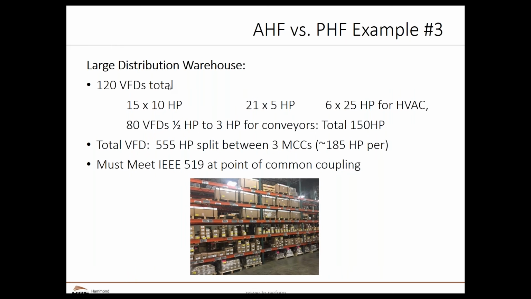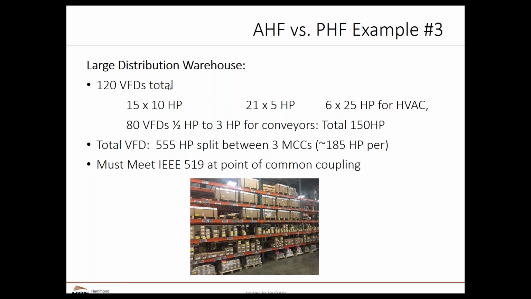So in this last, third example, it's a large distribution warehouse. In this example, there are numerous 5 horsepower and 10 horsepower VFDs. There are 6 25 horsepower VFDs that are used for the air conditioning system. And there are many small VFDs up to 3 horsepower that are used for conveyors. So when everything's added up, there's a total of 555 horsepower of VFD load, which is split evenly between 3 MCCs.